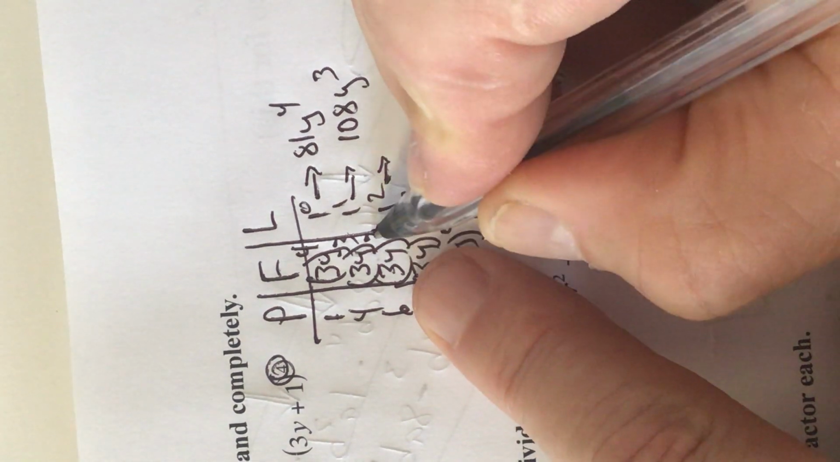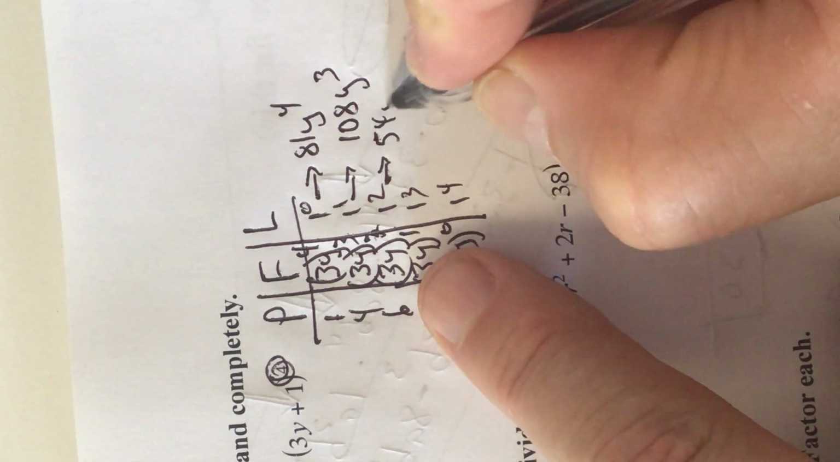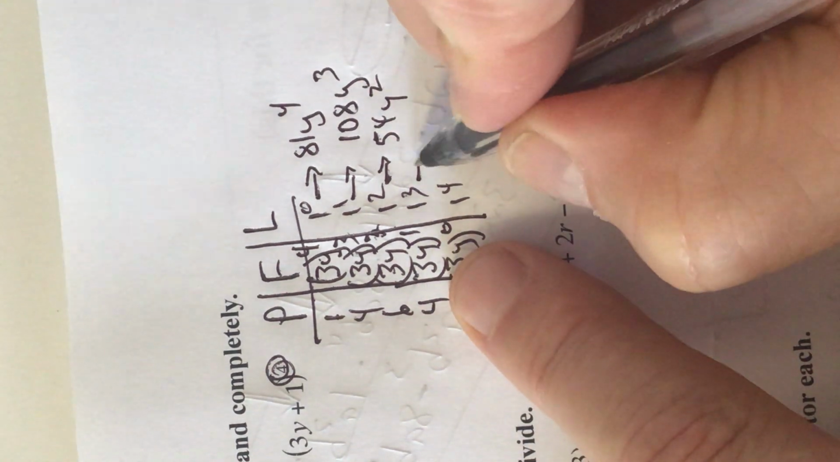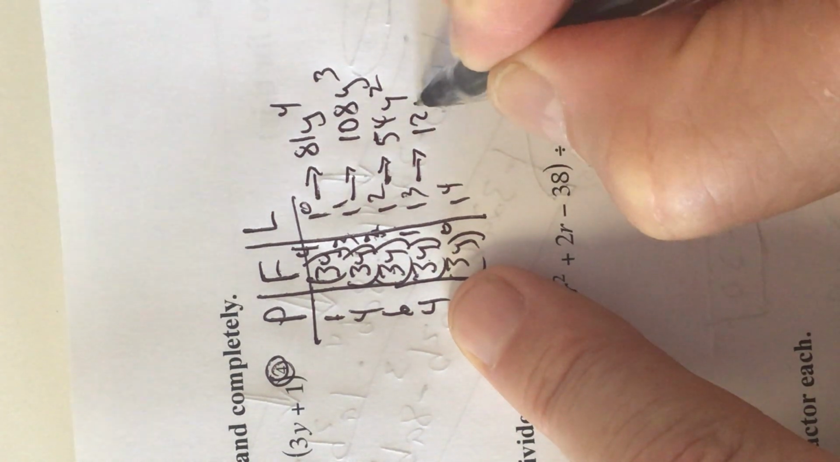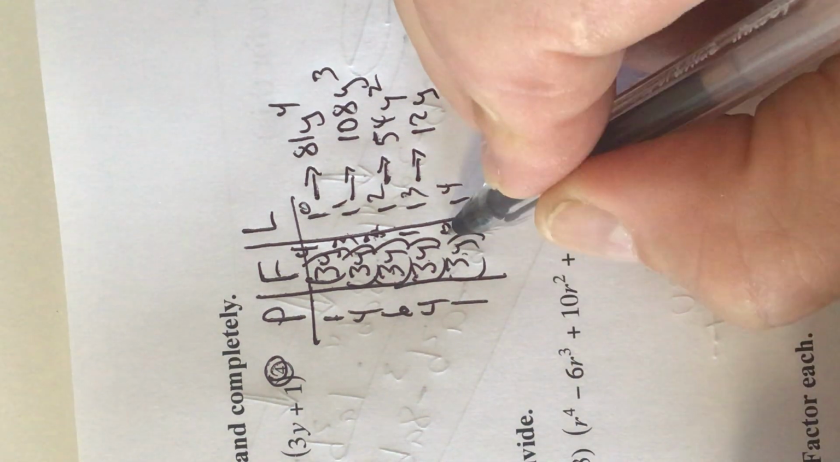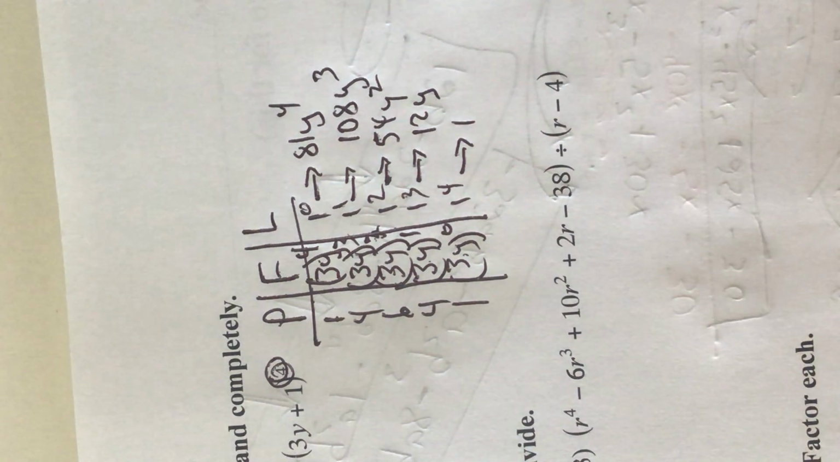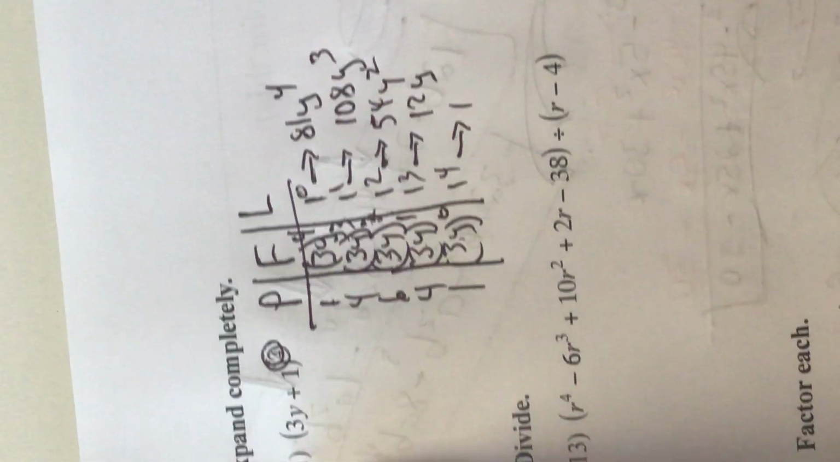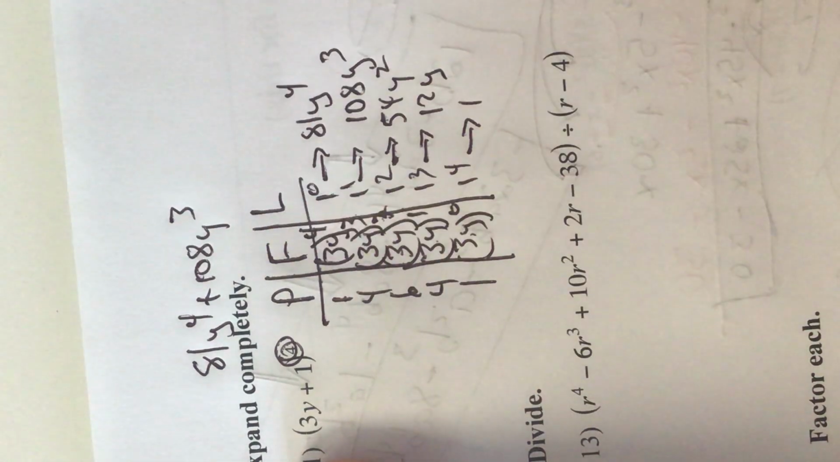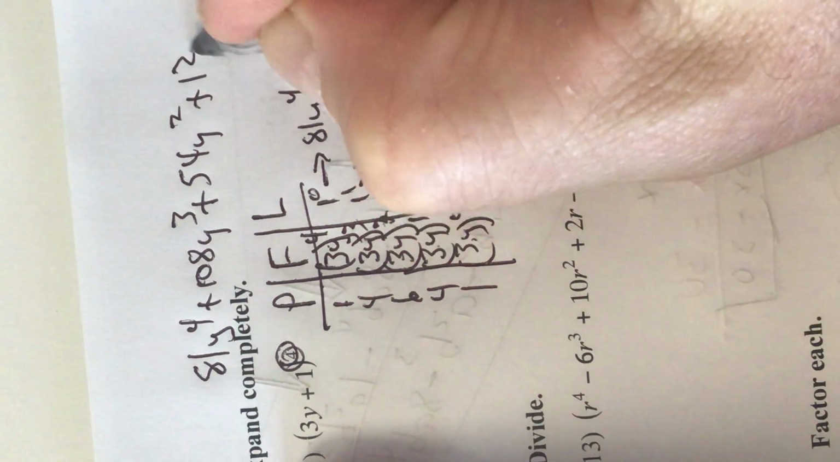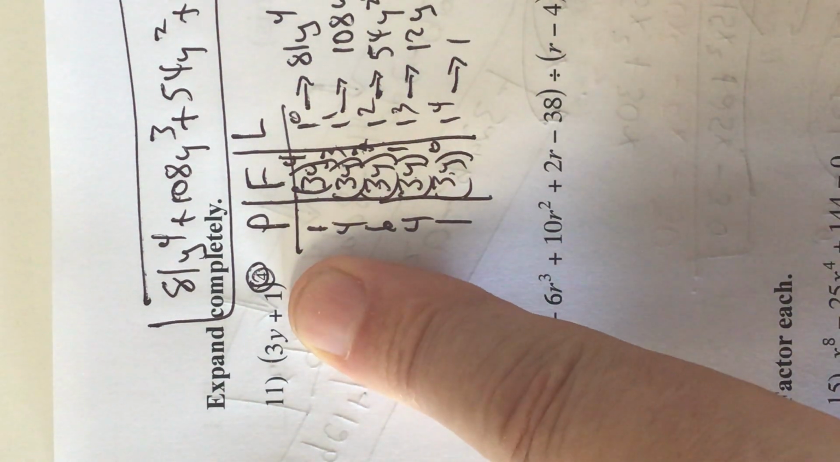Okay, this one, 3 times 3 is 9 times 6. That's 54y to the second. Here I have 3 times 4, that's 12y, and anything to the 0 power is 1, so this is 1 times 1 times 1. So the answer to this whole thing is 81y to the fourth plus 108y to the third plus 54y to the second plus 12y plus 1. That's this thing multiplied out 4 times.